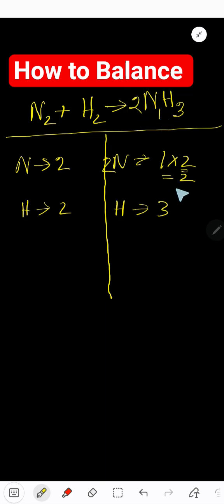2 times 1, 2, 2 times 3, 6, so update the number of hydrogen, since you are changing the coefficient. Now 2, 2, but here 6, here 2. So to balance hydrogen, multiply here by 3, that gives you 6.